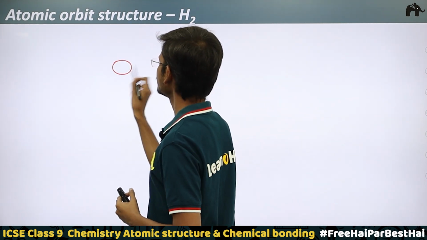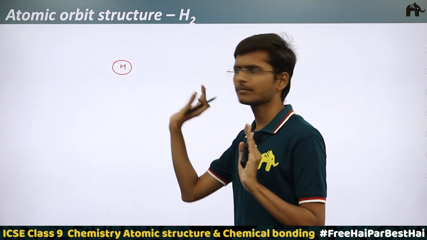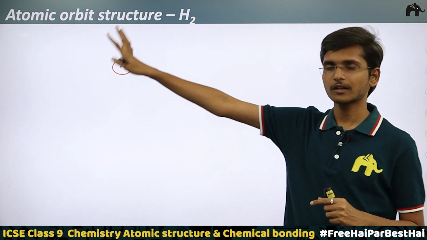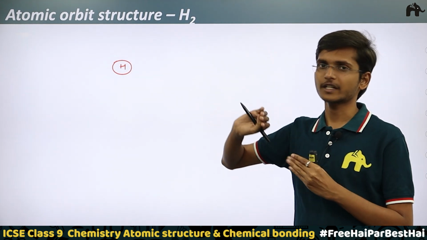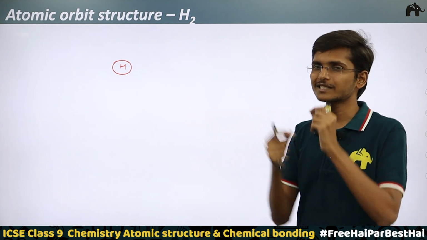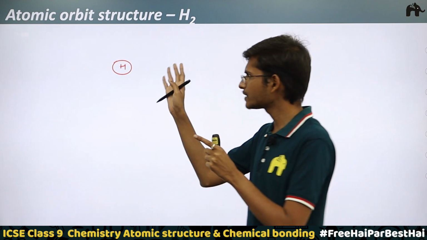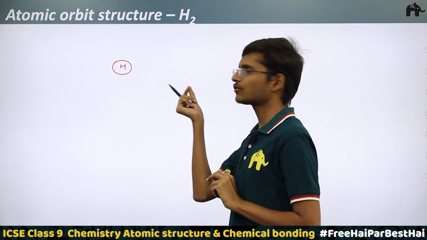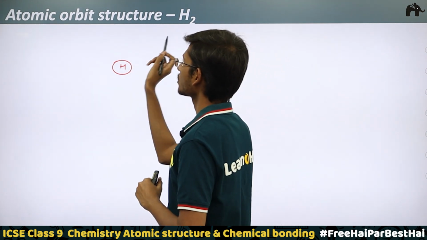Here is the nucleus of the hydrogen atom. I am just denoting this with a simple H. This is the nucleus. Same as we have drawn the atomic orbit structures for ionic compounds like NaCl, MgCl2, calcium oxide, in the same way we are going to do this. Just the basics remain the same, with slight differences in the orbit structures that you will observe. Let's see what those differences are. First, the nucleus is drawn the same way as in the ionic compounds' atomic orbit structures.